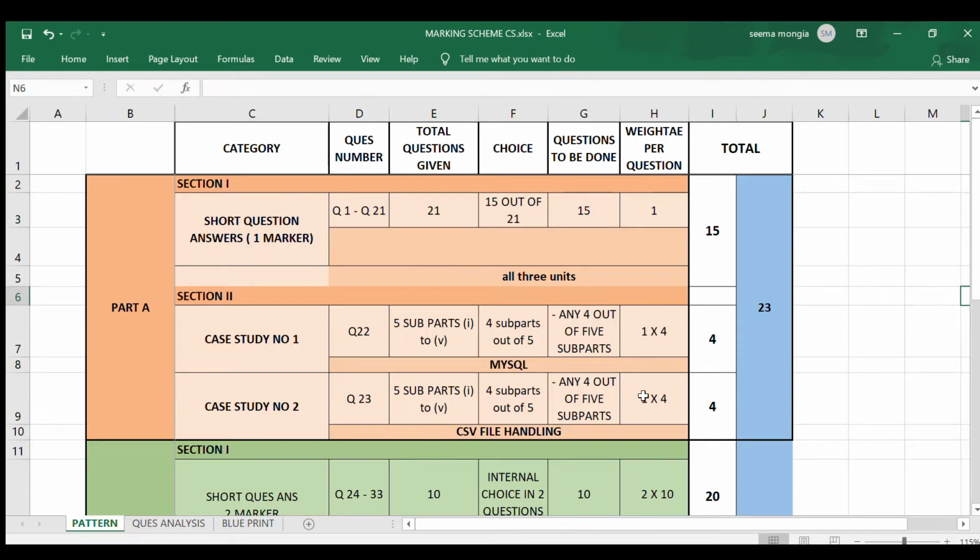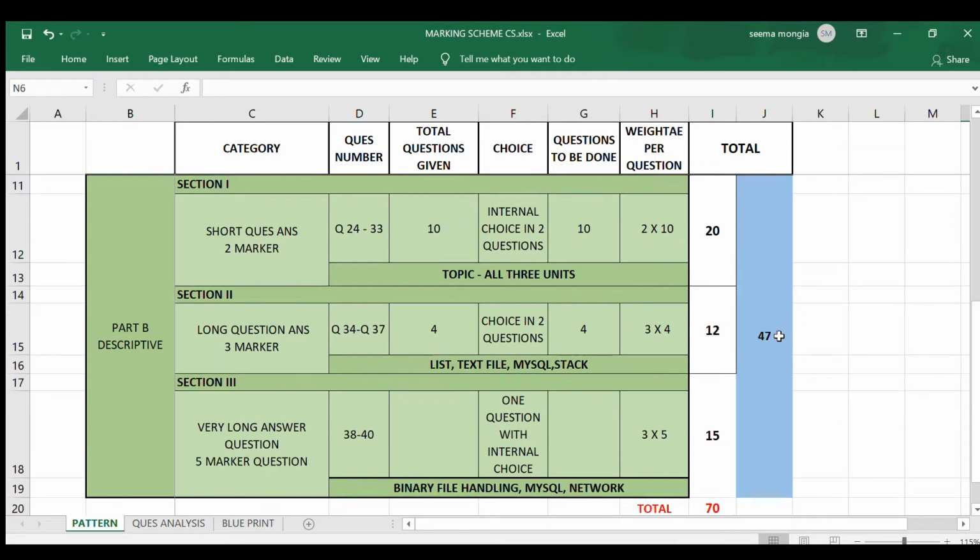But yes, they are very specific one-liner questions. But I believe that this portion is a scoring portion. So if we consider the marks weightage of this part A, that will be completely of 23 marks. 15 plus 4 plus 4 is 23 marks. Now, coming on to part B.